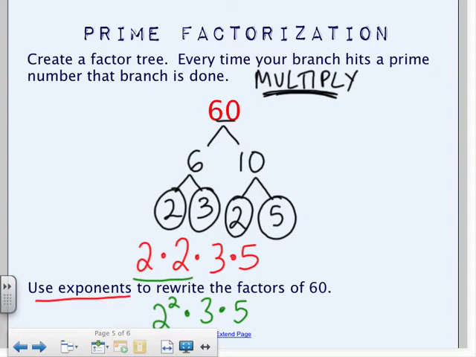If you want to check your work, all you have to do is multiply this together. 2 times 2 is 4, times 3 is 12, times 5 equals 60, which is the number we're representing with this prime factorization. So that means we're correct. Yay! Okay, so that's prime factorization.